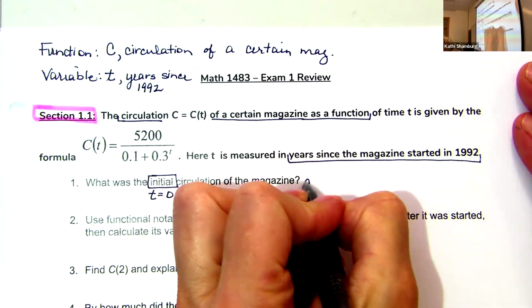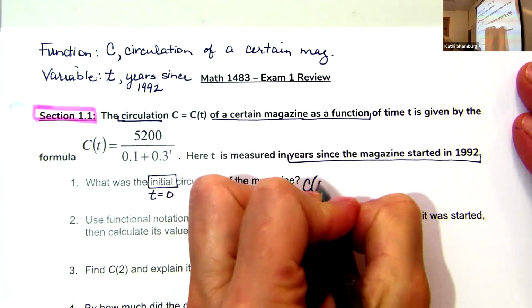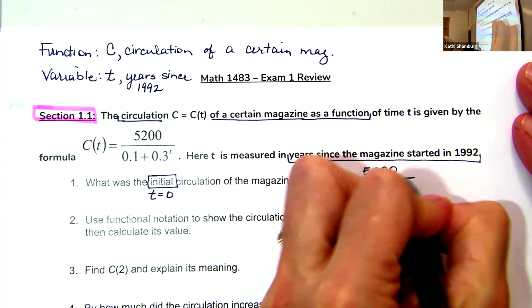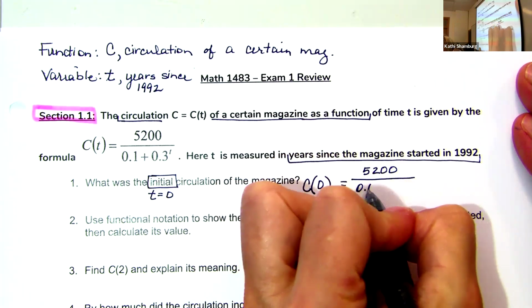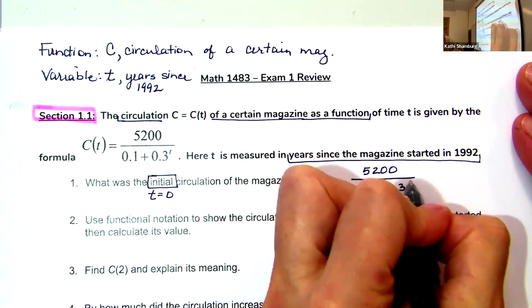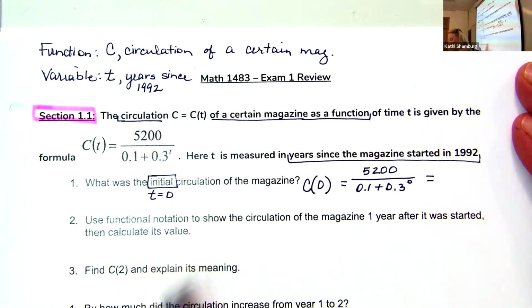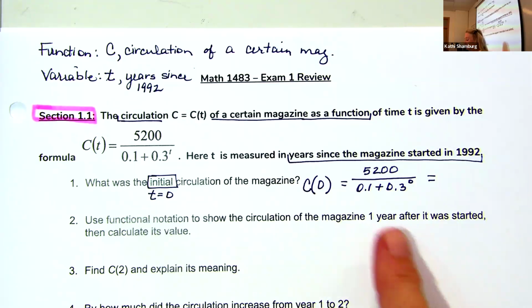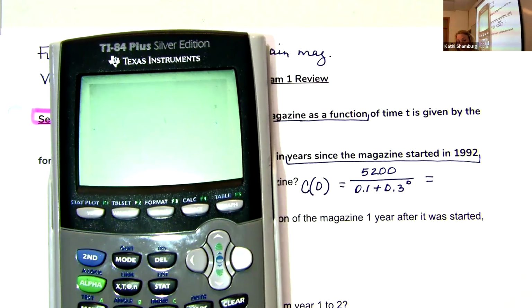So we would do C at 0 equals 1,200 over 0.1 plus 0.3 raised to the 0. Now, you don't necessarily have to write that on the test, but I highly recommend it because it's very easy to accidentally make a calculator error. And if you have this written down, I can at least maybe give you a point.